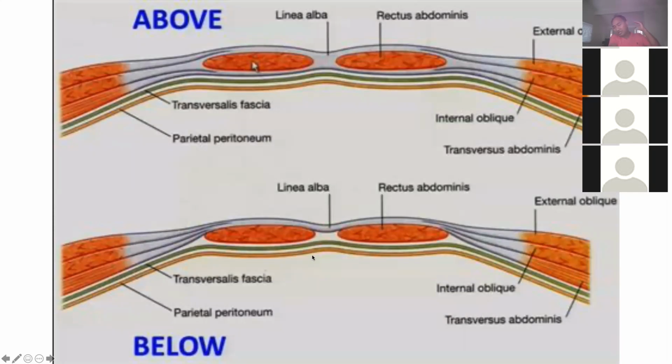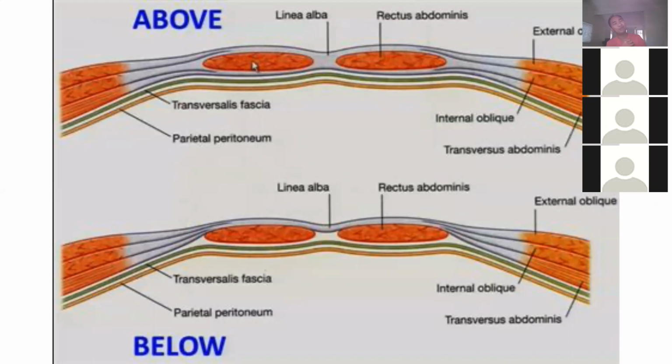So, below the arcuate line, the rectus is not enveloped in the rectus sheath. We only have anterior rectus sheath, but below the arcuate line, we have the transversalis fascia lying in between the peritoneum and the rectus. It's the human body, so there are a few little exceptions, but it is interesting.